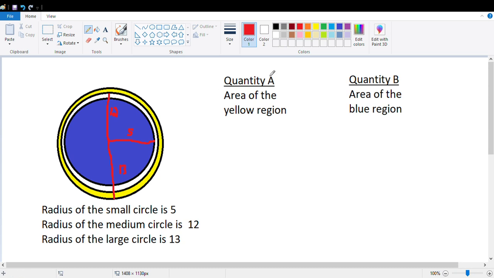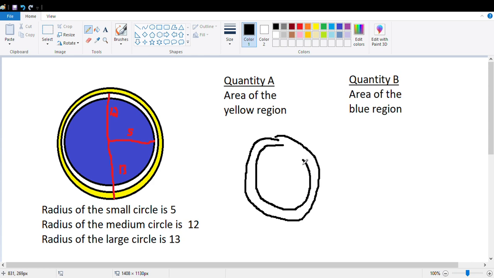Alright, notice that in order for us to get the area of the yellow region, that's the same as me grabbing the big circle, getting the area of that big circle and subtracting the area of the middle circle. And that would give me the shaded part that I'm looking for. That will give me the yellow part all across here, and that's what I'm looking for. So I'm going to calculate the area of the larger circle, and I'm going to subtract from it the area of the medium circle.